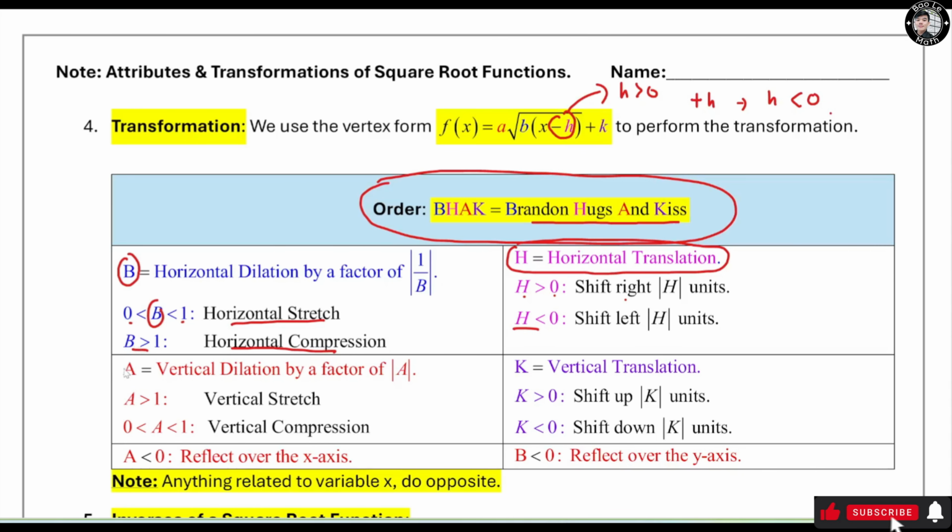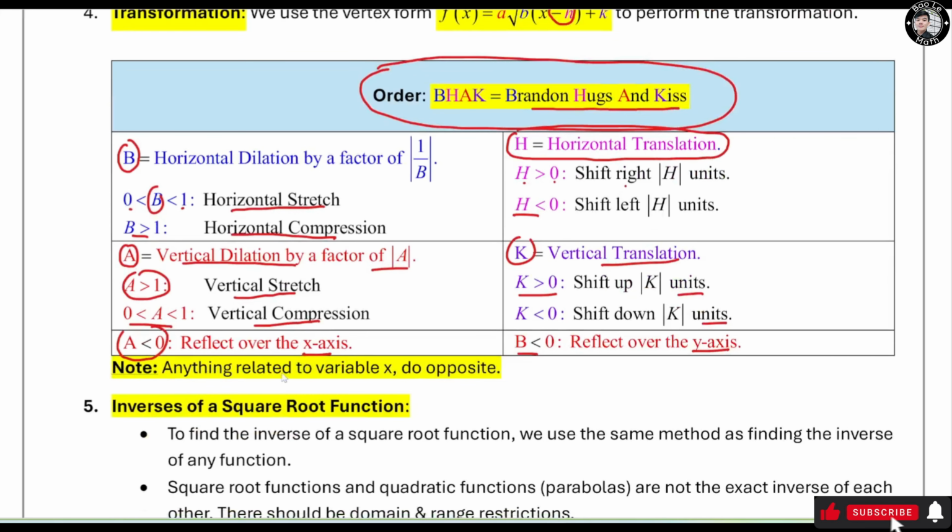Now, we're going to move on to the next one, a. It represents vertical dilation by a factor of the absolute value of a. a greater than 1, vertical stretch. a between 0 and 1, vertical compression. And the last one, k, vertical translation. k greater than 0, shift up, absolute value of k units. k less than 0, shift down, absolute value of k units. Right? Now, if a is less than 0, reflect over the x-axis. b less than 0, reflect over the y-axis. Note that anything related to variable x, you're going to do the opposite.